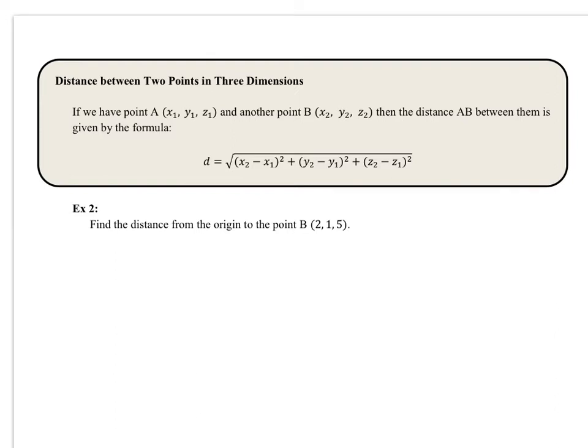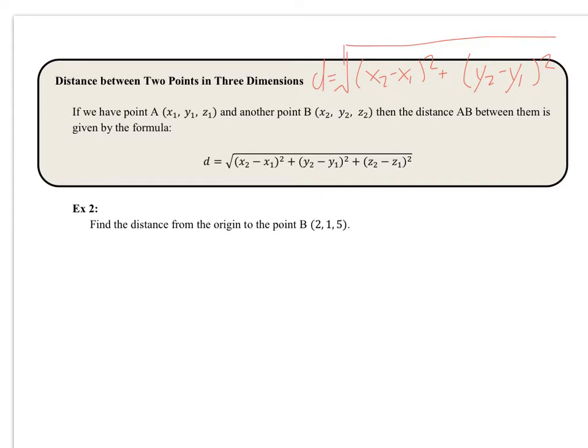In the 1.3 notes we just took, we learned how to find the distance between 2 points in 2 dimensions. Now recall that when we did that, we found that the distance between 2 points in 2 dimensions was just the square root of x2 minus x1 all squared plus the difference in y's, y2 minus y1 all squared.